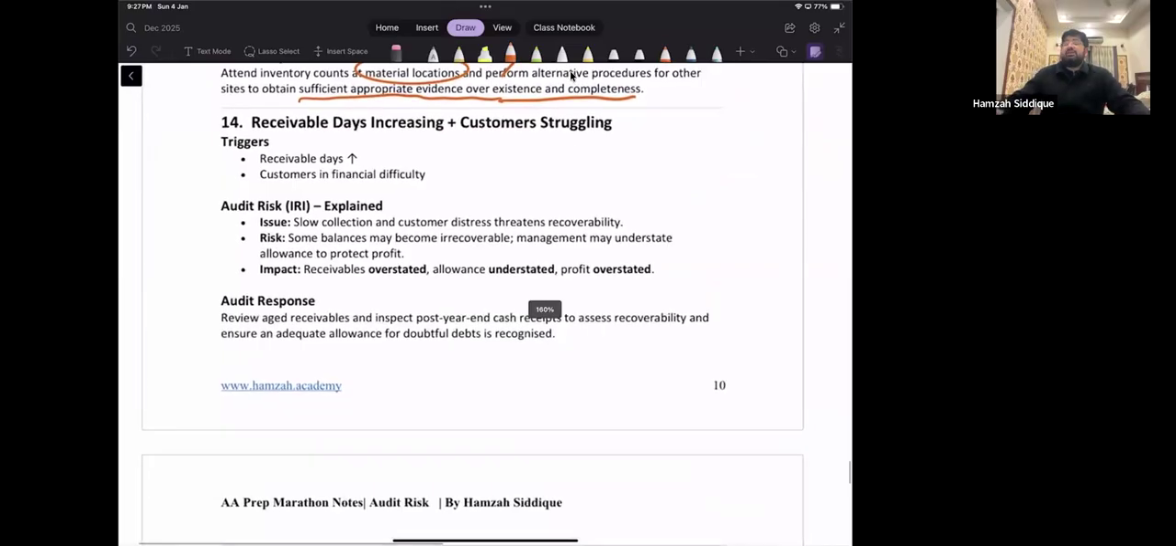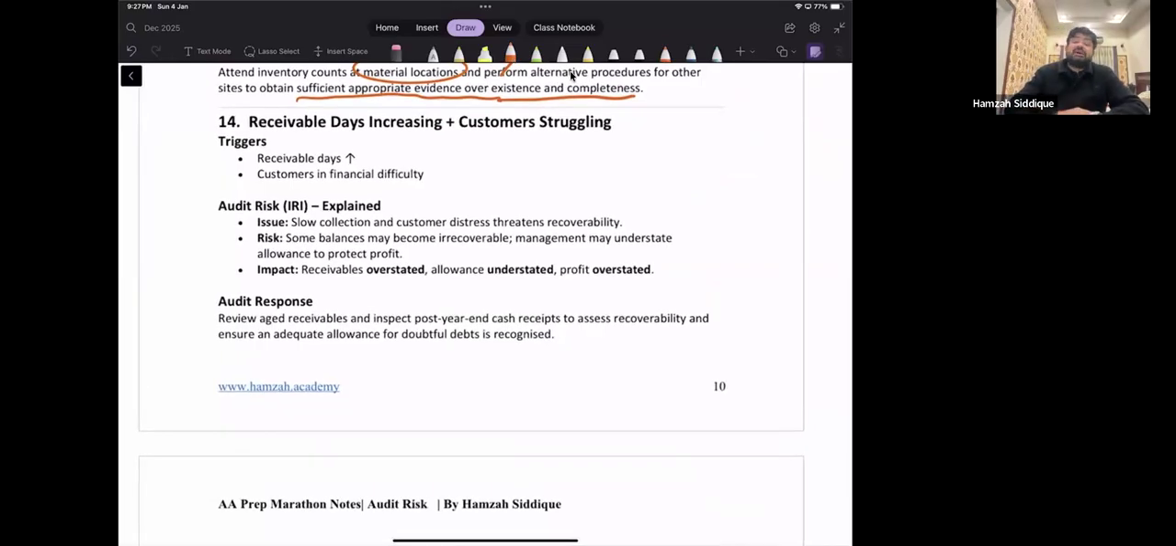So receivable days are increasing and customers are struggling to pay. So these might be, you find in the scenario, one customer is struggling to pay, a big customer. Overall receivables are increasing. Now, so slow collection and customer distress threatens recoverability. Some balances may become irrecoverable. Management may understate the allowance. So receivables may be overstated.